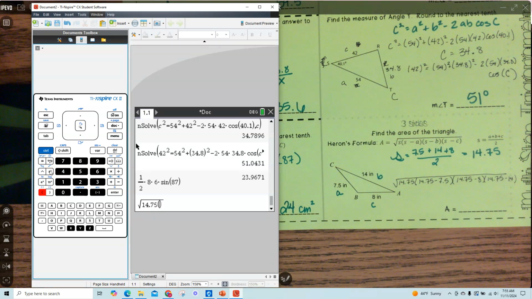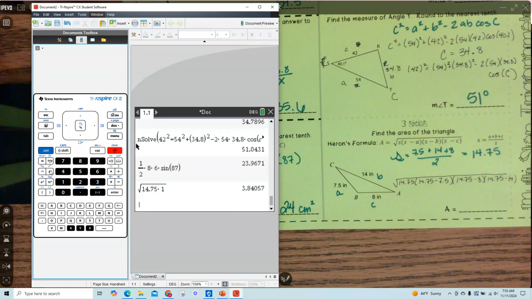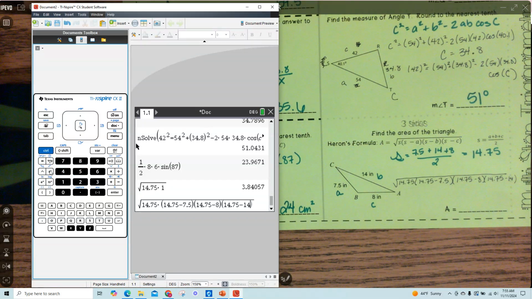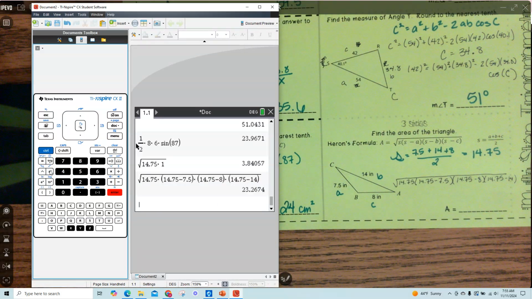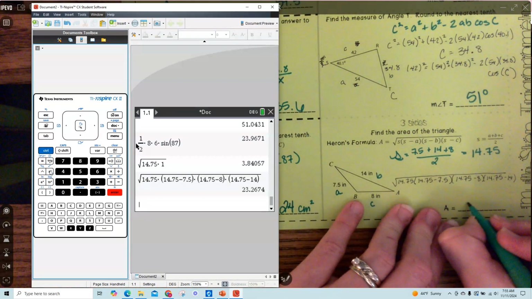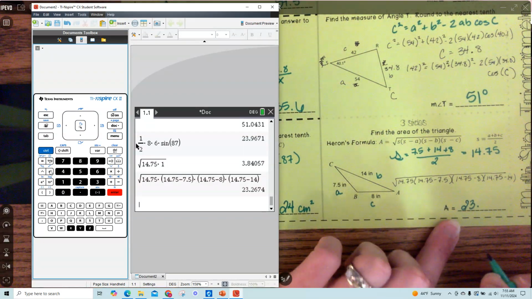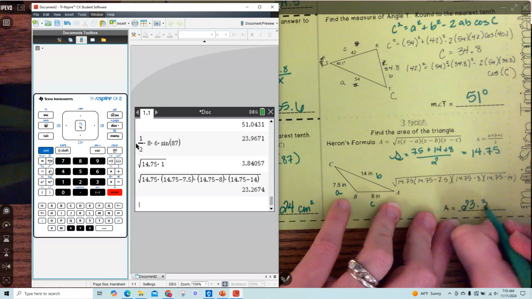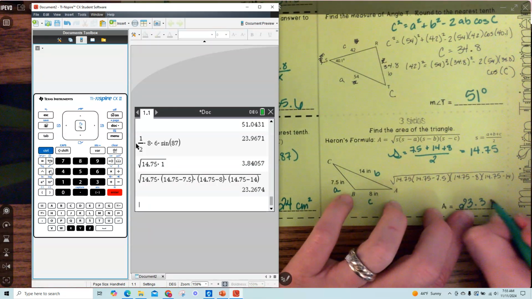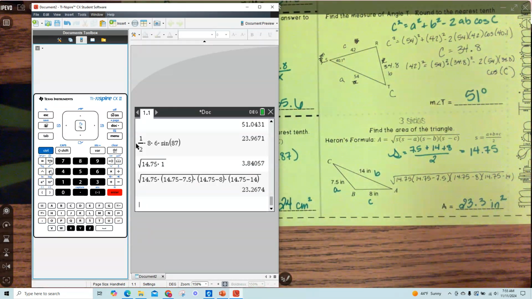Okay, 14.75, and we have 14. Try that again. 14.75 minus 7.5 minus 8. And that is right. So the area of this one is about 23.3, and then this is inches, so inches squared. So that's it for this video.